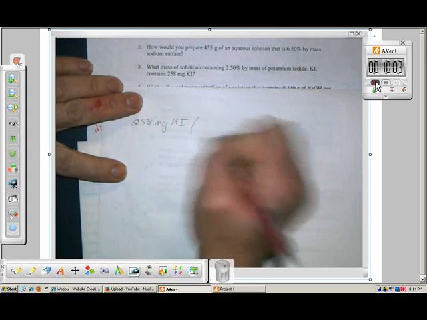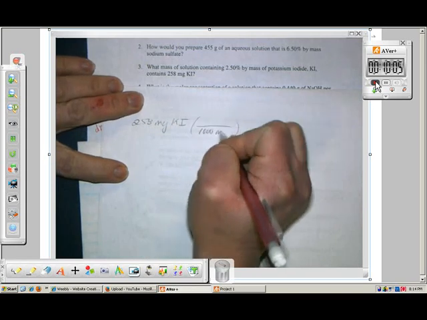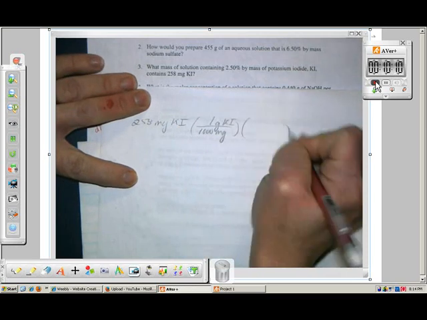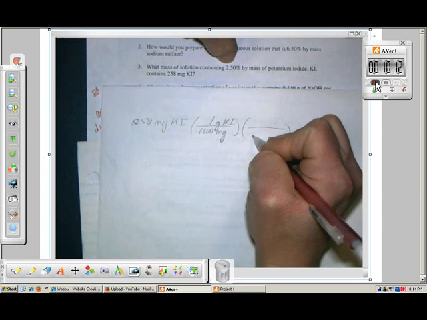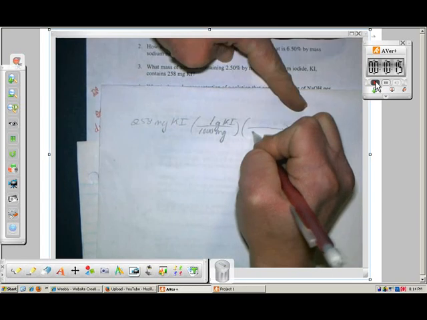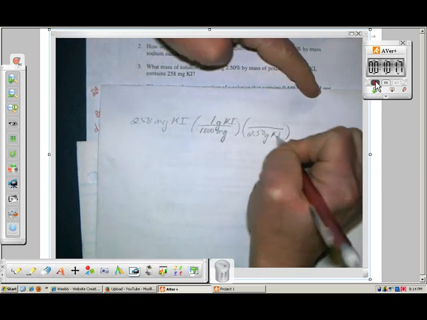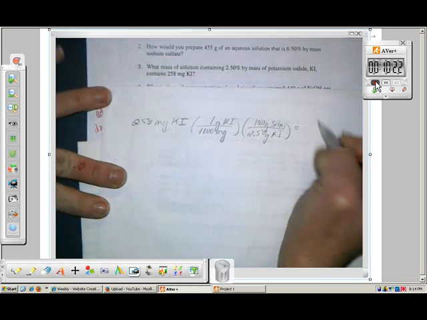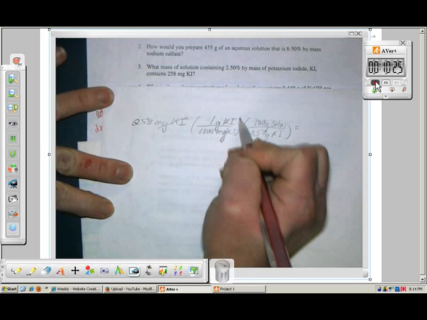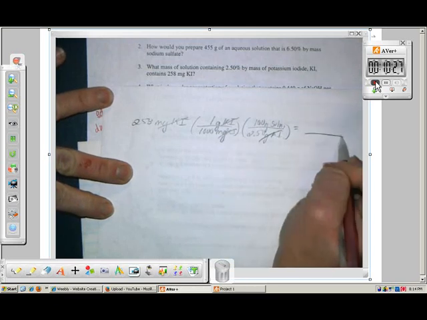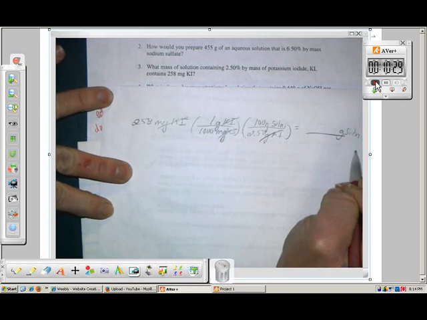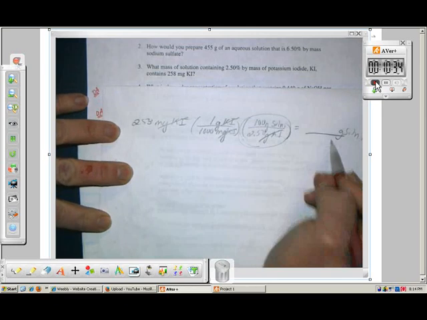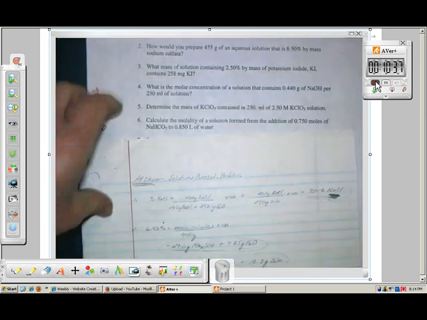Well, we want to get ourselves out of milligrams into grams. And we have 2.50 grams of potassium iodide in every 100 grams of solution. And so setting it up simply in this way will get us how many grams of solution, given this percentage and given this amount of potassium iodide, will contain that. And our answer is 10.3.